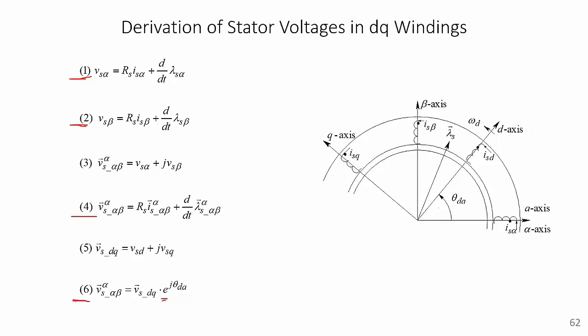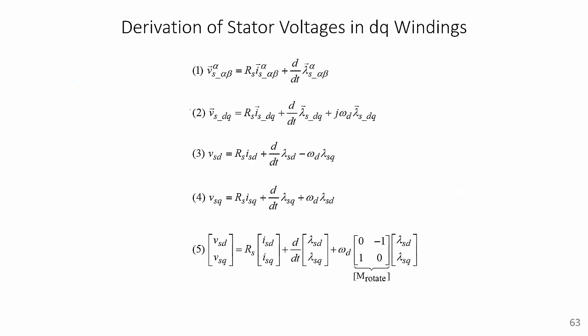Substituting these alpha beta quantities with their DQ equivalents results in this particular equation, where Vs alpha beta is equal to Vs dq times e power j theta, and similarly Is alpha beta is equal to Is dq times e power j theta. The e power j theta terms get cancelled out, and similarly lambda s alpha beta is equal to lambda s dq times e power j theta, but we have a differential term, so we get d by dt of lambda times e power j theta. Again, the e power j theta terms get cancelled out, and then we have lambda times d by dt of e power j theta, which yields omega times e power j theta, j omega d times e power j theta.